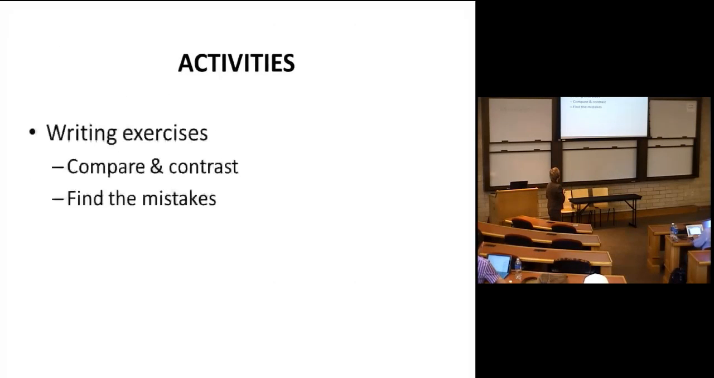Okay, some other activities that I love doing. And clearly, mine is a legal writing class. So some of the exercises we do as active learning exercises are writing exercises. Two types are compare and contrast and find the mistakes. What I mean by that, the compare and contrast is my students will be given a sample memo of the same fact pattern, same legal issue. One is predictive and one is persuasive.